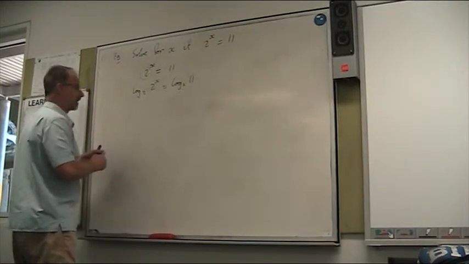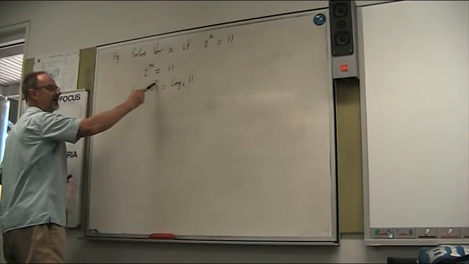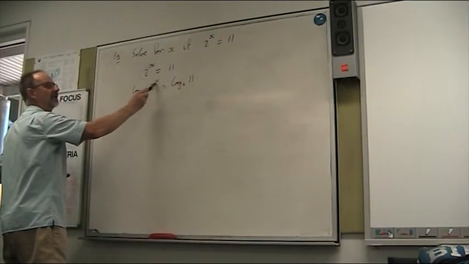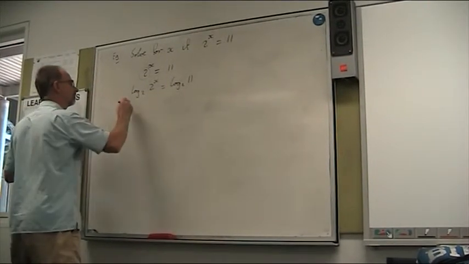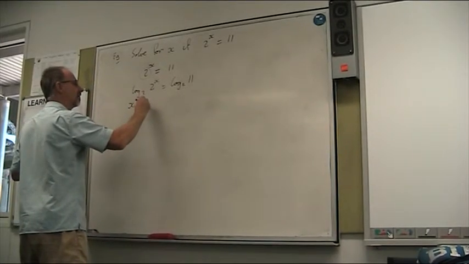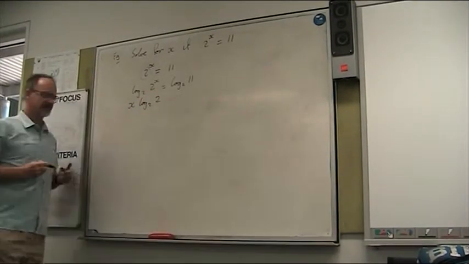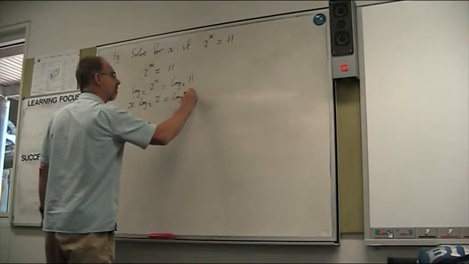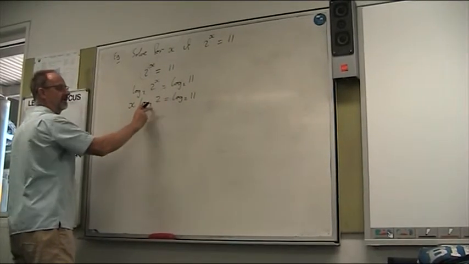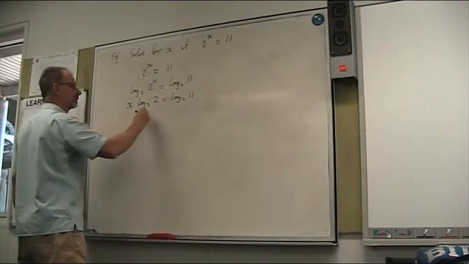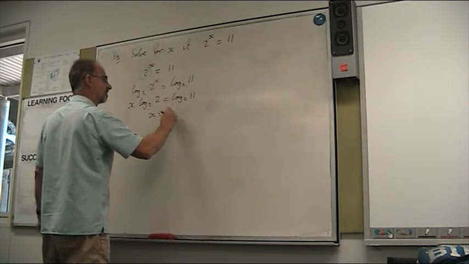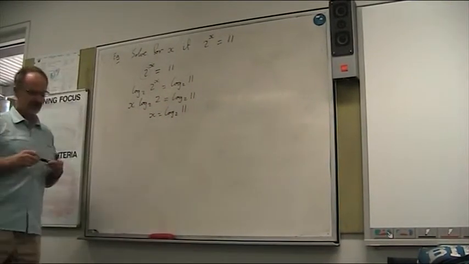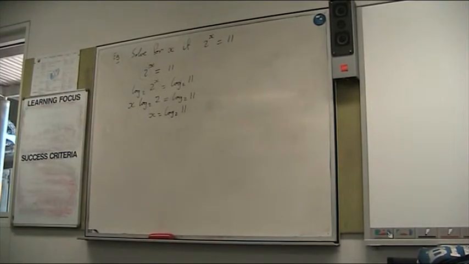So then the log law allows me to take this x and put it where? Take the x and put it at the front, yeah. And log to the base 2 of 2 is 1. So with the number here and the base, they're the same, that's 1. So x is log to the base 2 of 11, which you would leave as that unless they asked you to give to a certain number of decimal places.